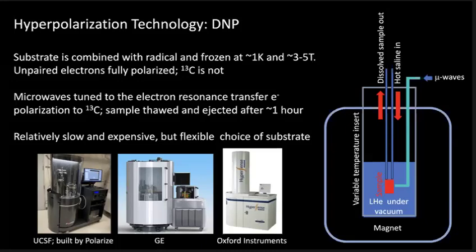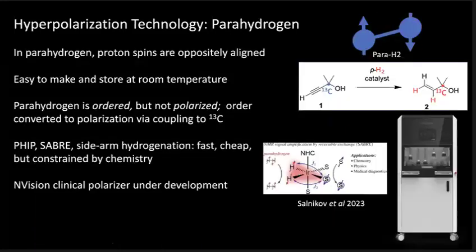All you really need to do is be able to mix it up with a radical and get it to freeze in a glassy state. So parahydrogen is a really beautiful technology that Matt Rosen and others over here are interested in.